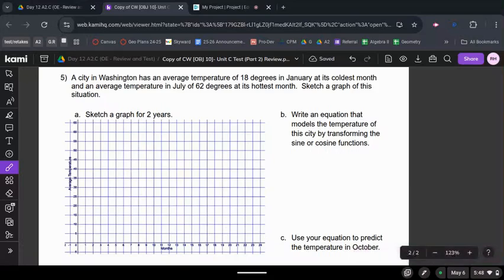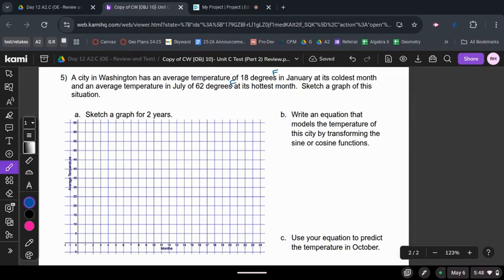All right, folks, last question is talking about a city in Washington with an average temperature of 18 degrees. And I think on the test, I made it a little bit more specific and said it was degrees Fahrenheit versus just degrees. And that's already got the degrees in there. So we'll just pretend that both of these are in Fahrenheit. Pretty chilly area.